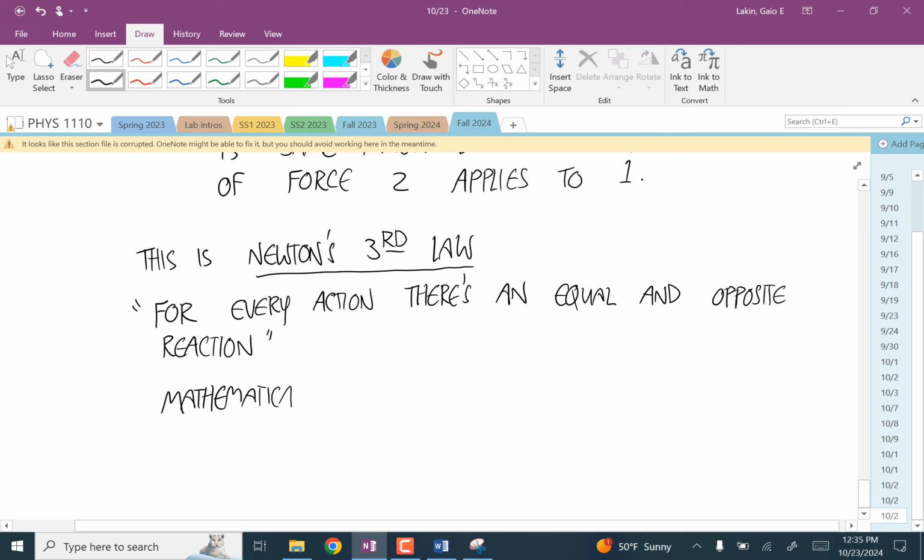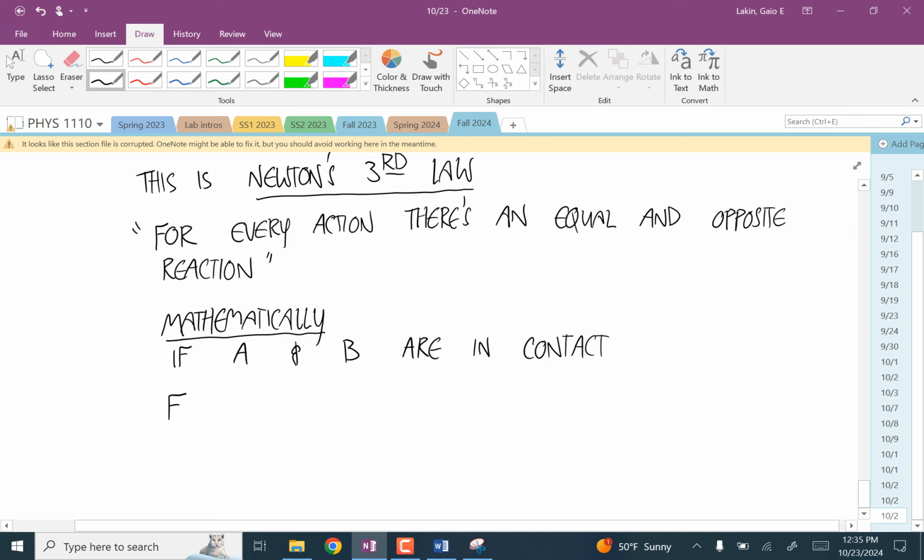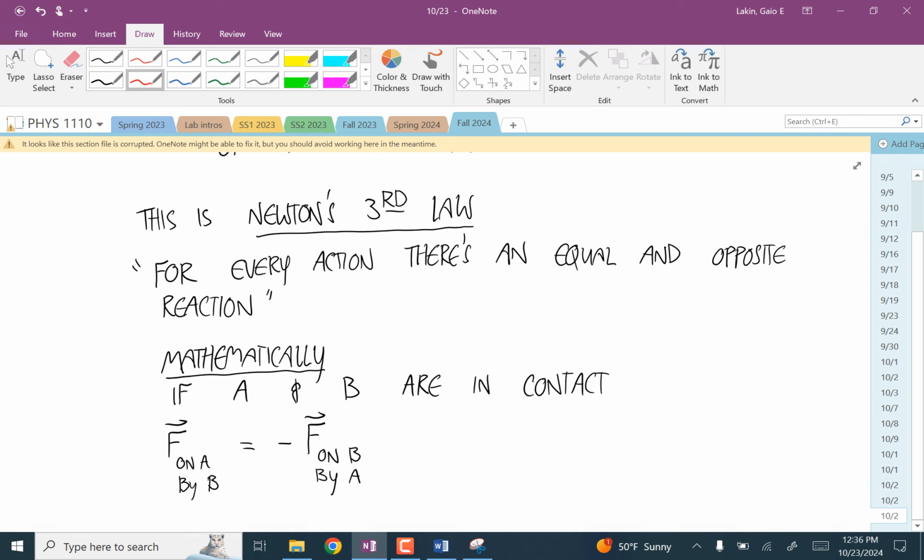So mathematically, think of it this way. If bodies A and B are in contact, then the force vector on A by B is equal to negative the force on B by A. Okay, so this one isn't very helpful. Think about it this way.